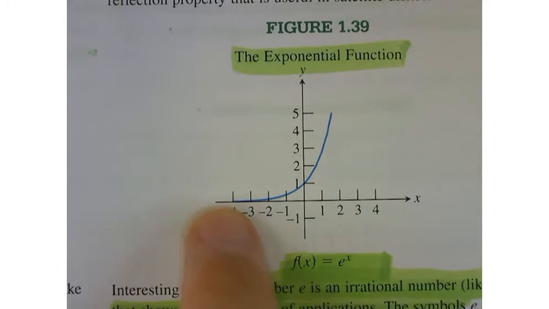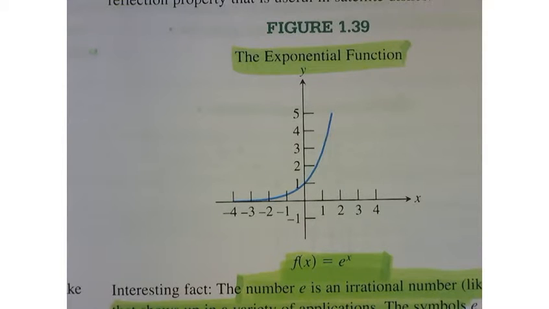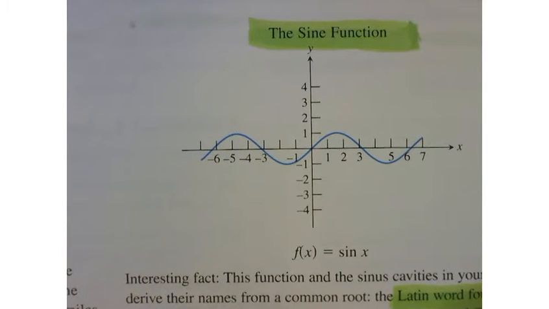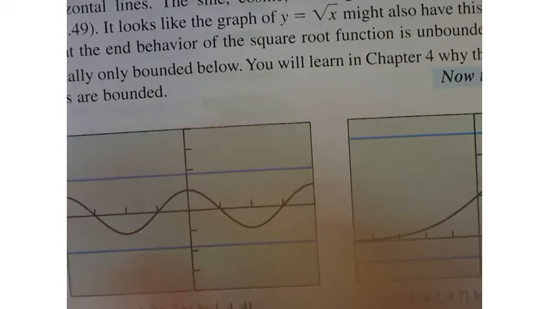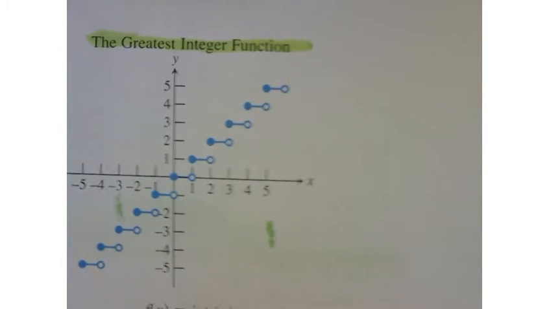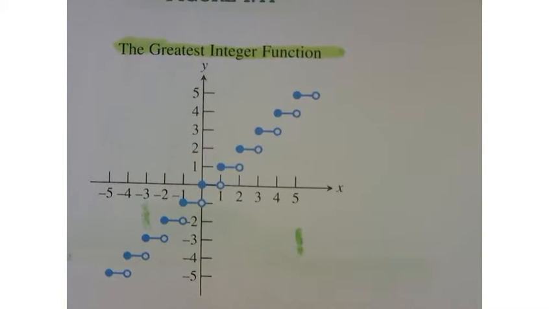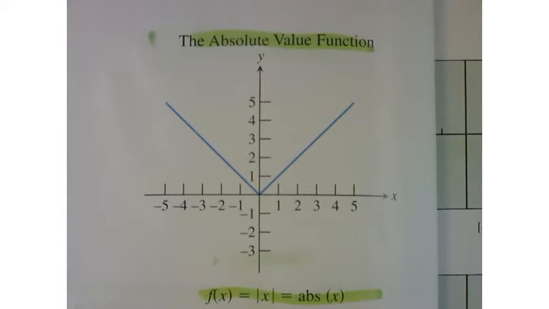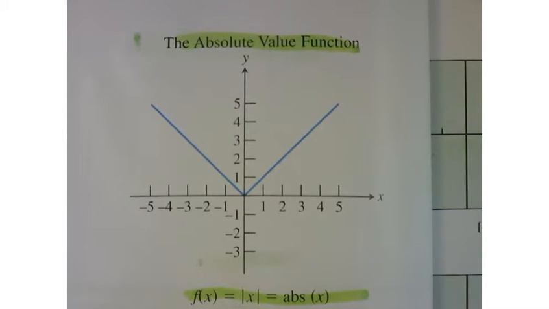E to the x, when I look at the graph, goes on forever in both directions with regards to x, so that looks like all real numbers. Sine, all real numbers, can go on forever in both directions in the x direction. Cosine function looks just like the sine function. The greatest integer function looks wacky, but there isn't a point where x isn't defined. Absolute value function, all the x values are represented, so that's all real numbers. And the logistic function.